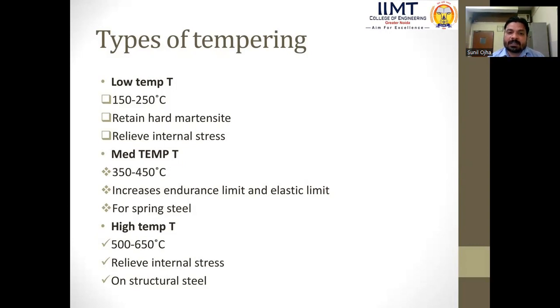Next is medium temperature tempering. It is from 350 to 450 degrees centigrade. It increases the endurance limit and elastic limit of the material. It is used mainly for spring steels. And high temperature tempering is from 500 degrees centigrade to 650 degrees centigrade. It relieves the internal stresses in the microstructure and is mainly used for structural steels.